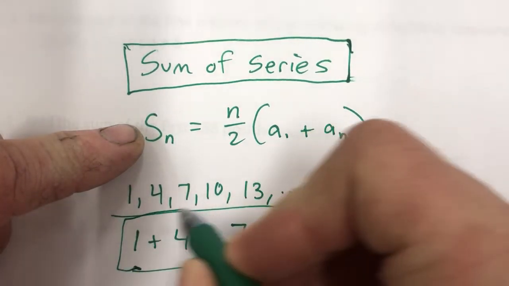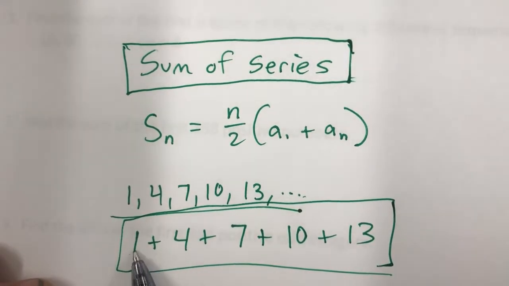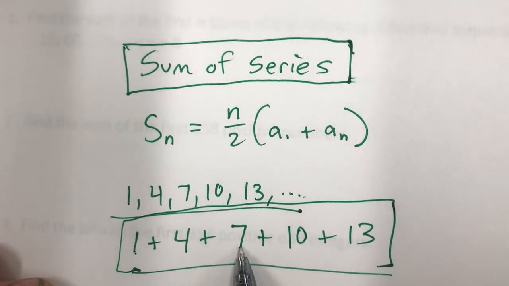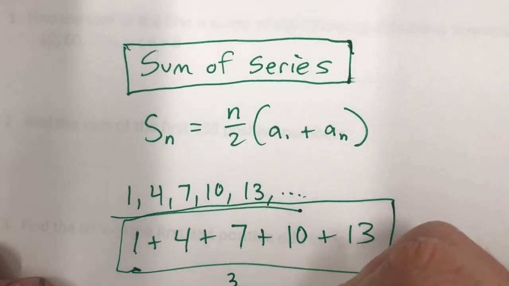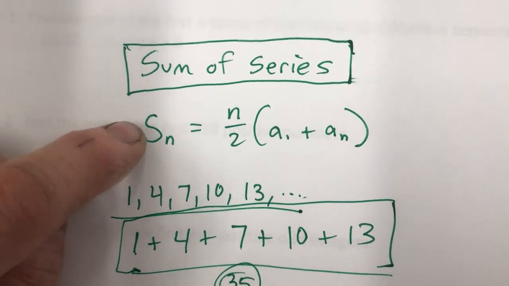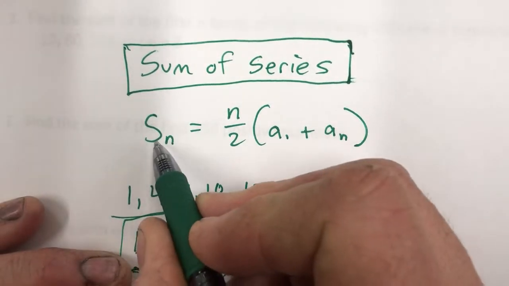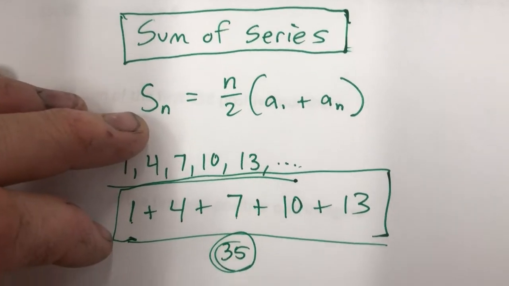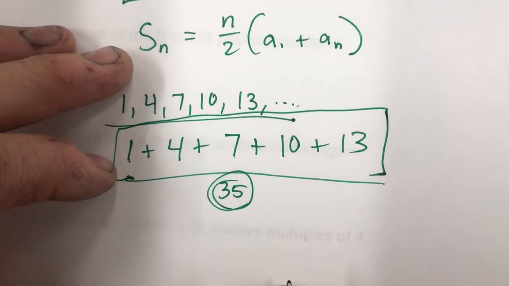Let's suppose I want to add these up. I can add them up. 1 plus 4 is 5, plus 7 is 12, plus 10 is 22, plus 13 is 35. This is the sum of the series right here, 35. All right, here's what the formula says. The sum of a series, which in this case, let me move this up a little bit.